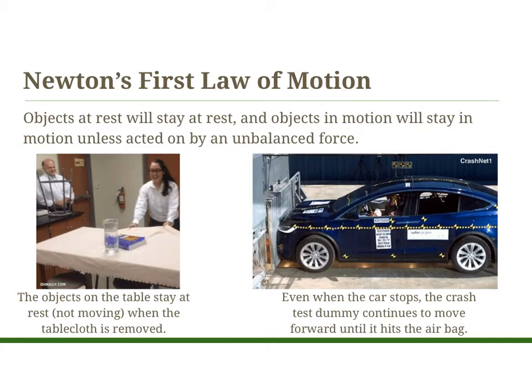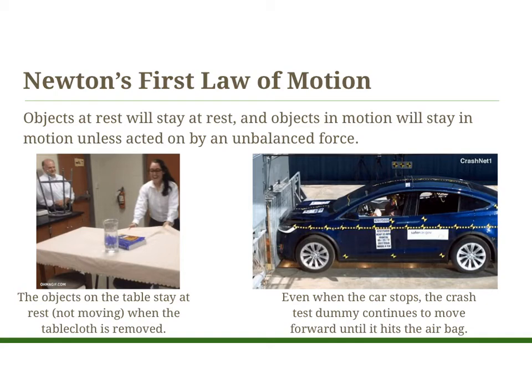In the car crash example, as the car collides with the wall, the crash test dummy continues to move forward and hits the steering wheel, or the airbag rather, and so as a result of that, following Newton's first law of motion, the car stops.